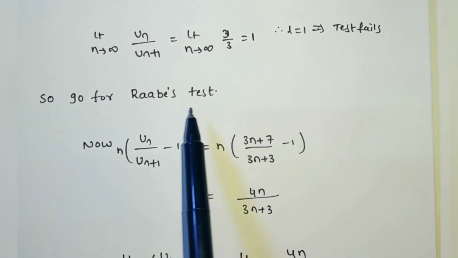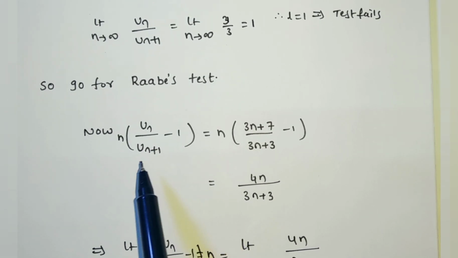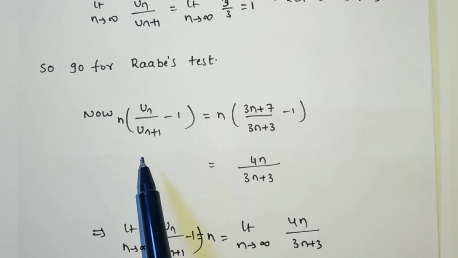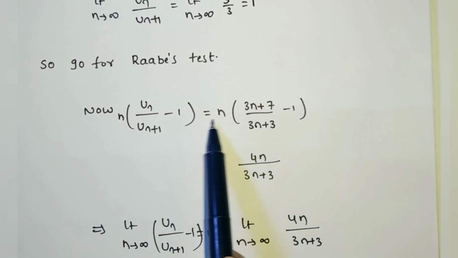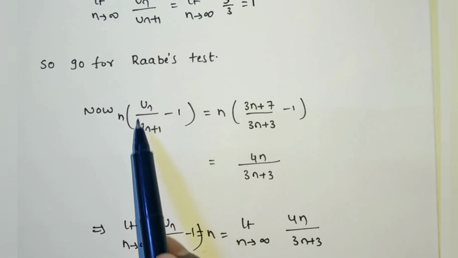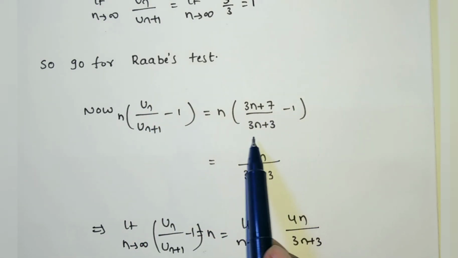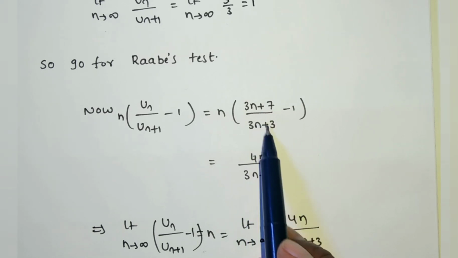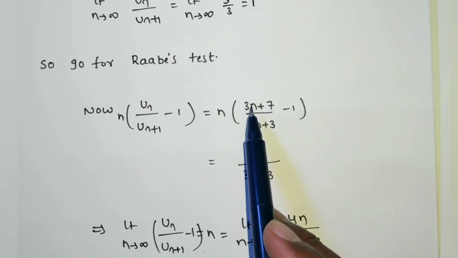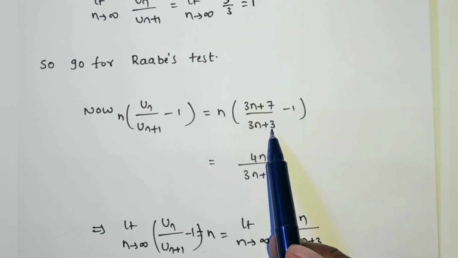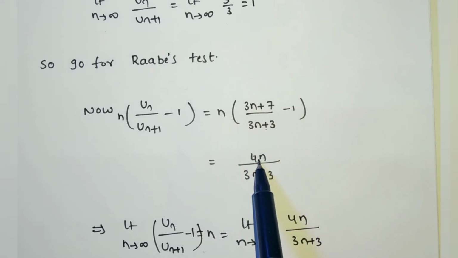So we have to go for Raabe's test, because the limit does not contain e. Now in Raabe's test, we need to find n into un by un plus 1 minus 1. That is equal to n into, with un by un plus 1 being 3n plus 7 by 3n plus 3, minus 1. The LCM is 3n plus 3. Now this becomes 3n plus 7 minus 3n plus 3. So the 3n gets cancelled, 7 minus 3 becomes 4, and 4 into n is outside.